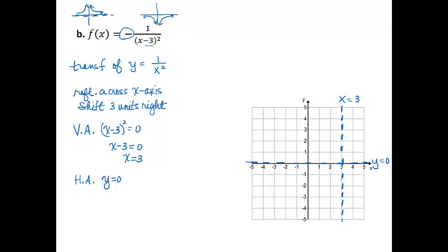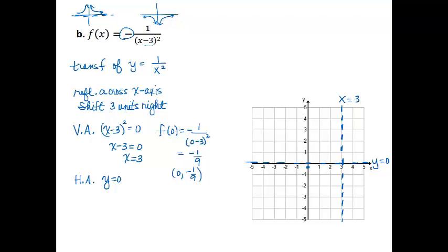If we wanted to get more precise points, we could find the y-intercept. If I wanted to find f of 0, that would be negative 1 divided by 0 minus 3 squared, and that's negative 3 squared, or 9, so that's really negative 1/9, which is a negative 0.11.